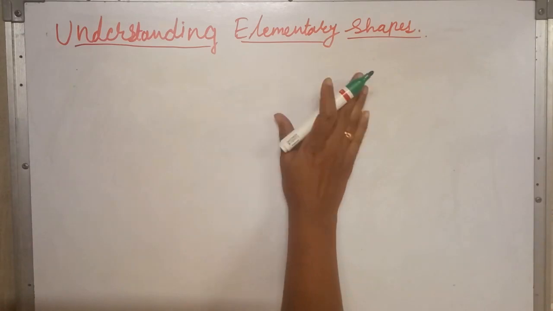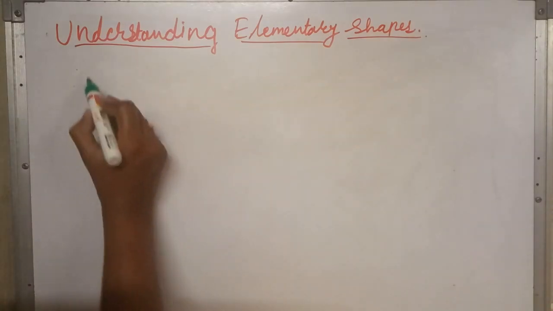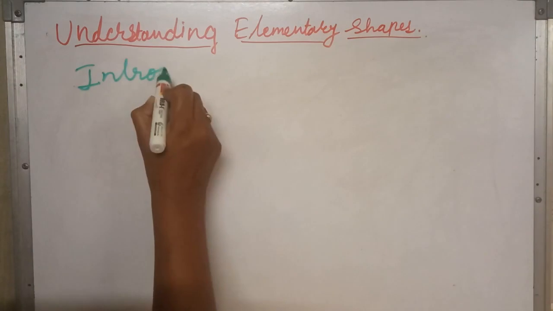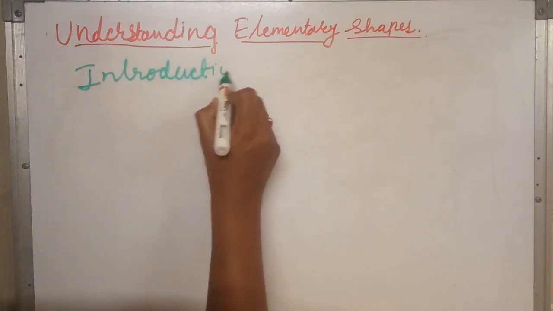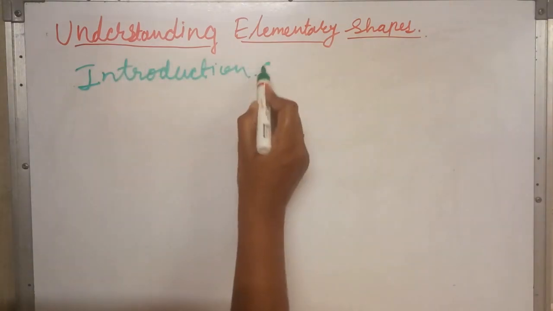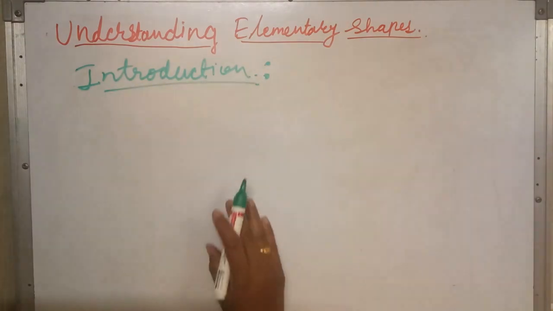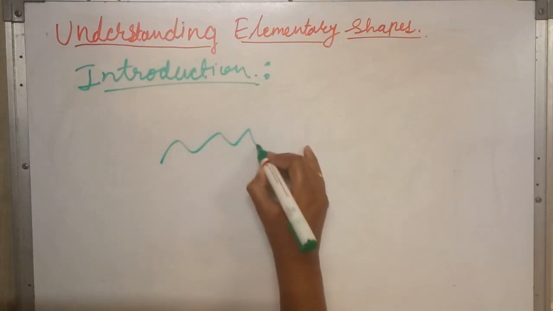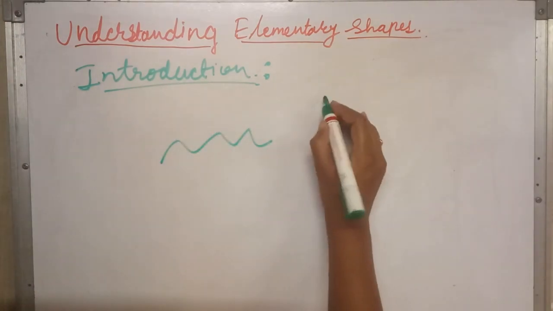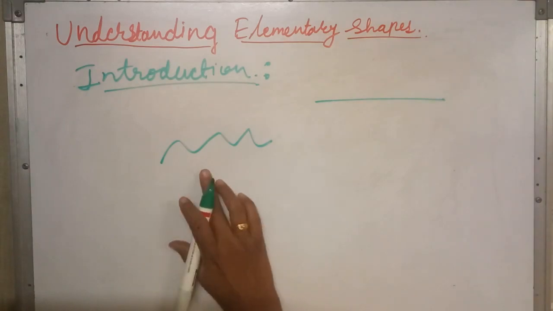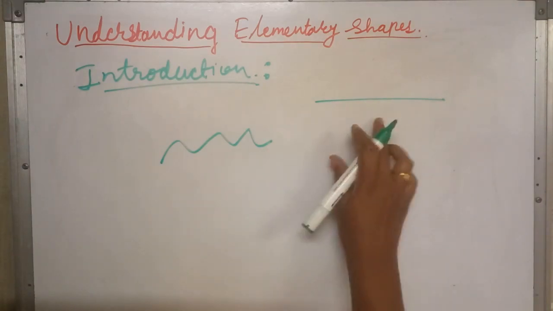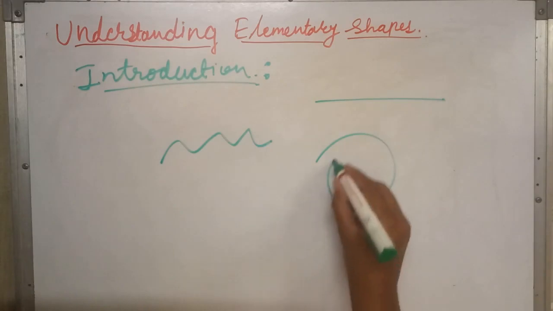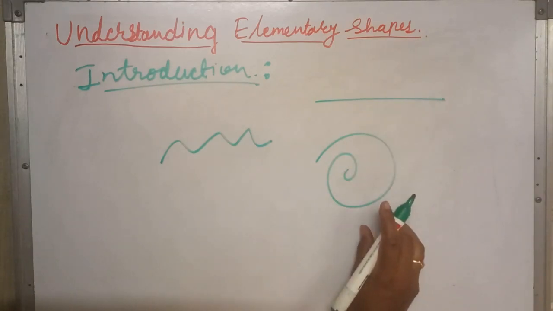Understanding Elementary Shapes. Introduction. First we'll see the introduction about this. All the shapes which we see around us are formed using curved lines or lines only. Okay, this is a curve and these are lines. These both are lines. We have discussed what is meant by curved and what is meant by line.